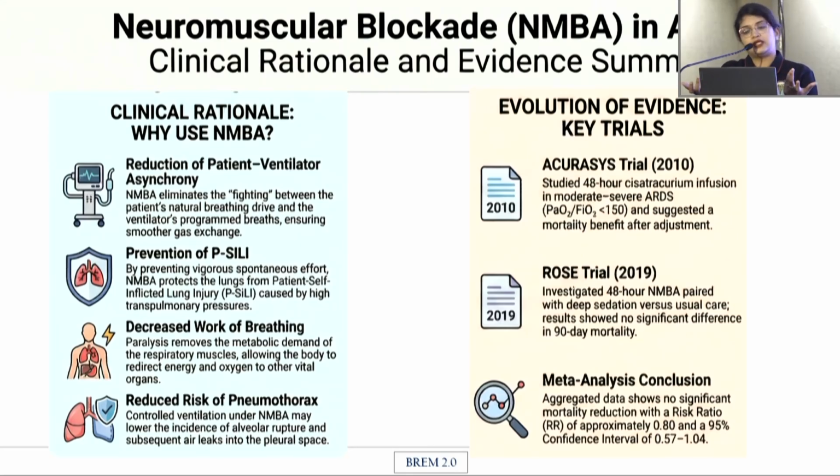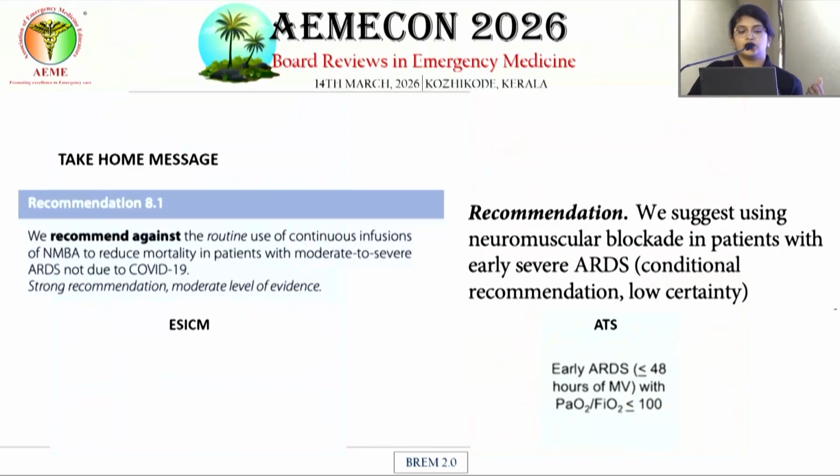Again, we had 2 landmark trials, the ACURASYS trial and the ROSE trial, where the ACURASYS trial showed benefit, that is, in moderate to severe ARDS, cisatracurium infusion was better, but in the ROSE trial, there was no mortality benefit. The recent meta-analysis shows that there is no significant mortality benefit with neuromuscular blockade. So should we use it or not? Even these 2 guidelines have contrasting opinions. ESICM recommends against routine neuromuscular blockade, whereas in a selected group of patients like early ARDS with PaO2/FiO2 less than 100, ATS still recommends use of neuromuscular blockade.